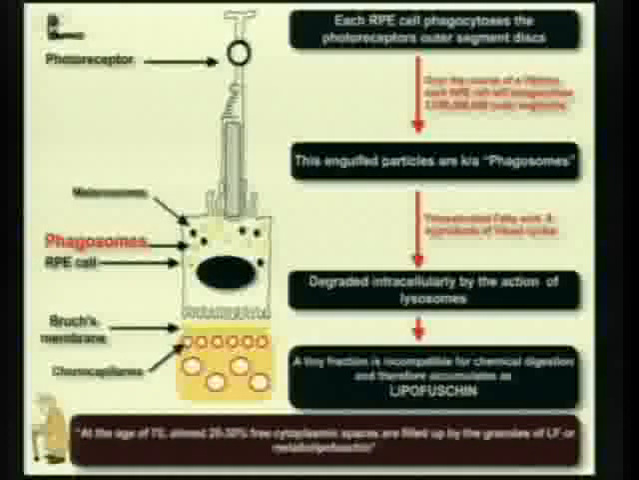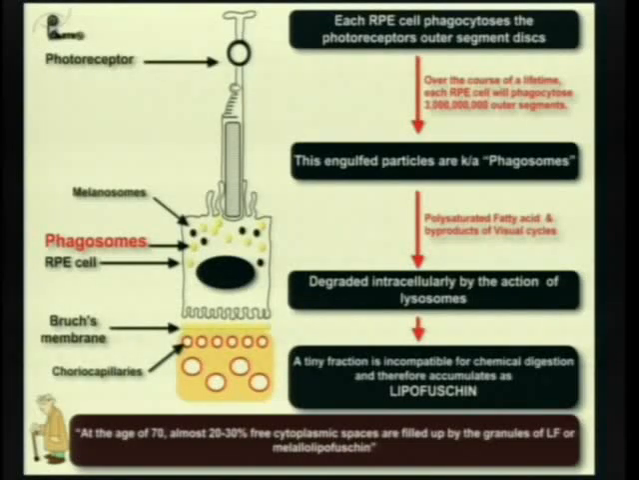inflammation or not. So this is the basis of this newer investigation called autofluorescence. For this, I'll just take a minute. See, normally each RPE cell phagocytoses the outer segment discs of the photoreceptors. These discs are engulfed in the RPE cells, and these are known as phagosomes. Now these phagosomes are degraded intracellularly by the action of lysosomes. After that, a teeny fraction of residual products is incapable of chemical digestion and accumulates as lipofuscin.